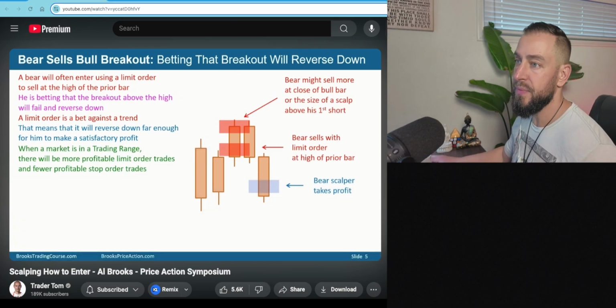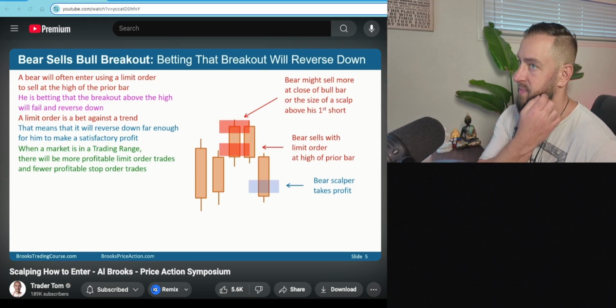When the market's in a trading range, there'll be far fewer profitable stop order trades and far more profitable limit order trades. Because in a trading range, you're getting a lot of reversals, and a limit order trade is a bet on reversal.